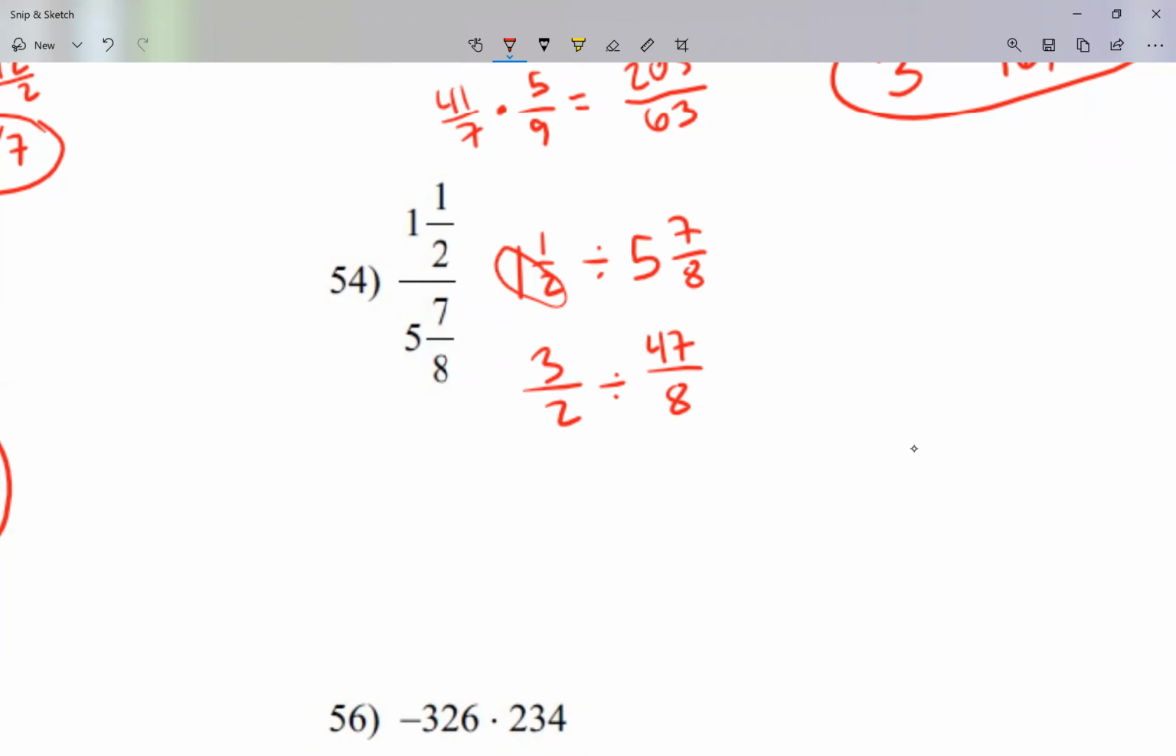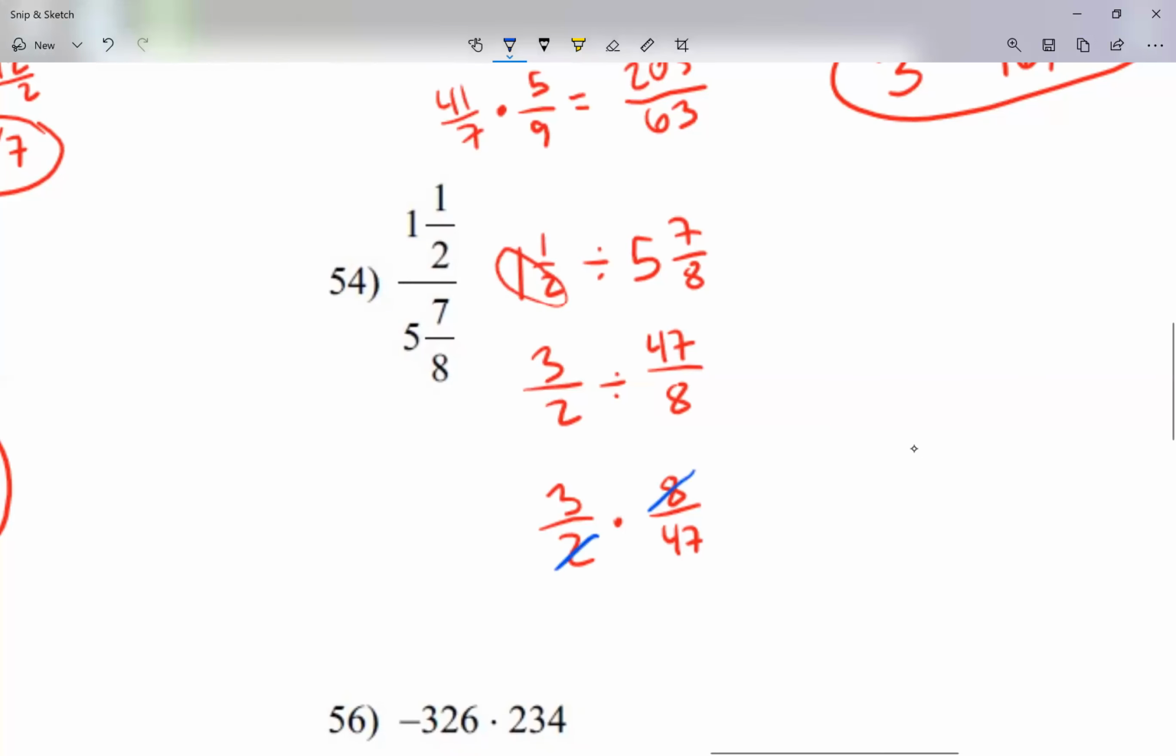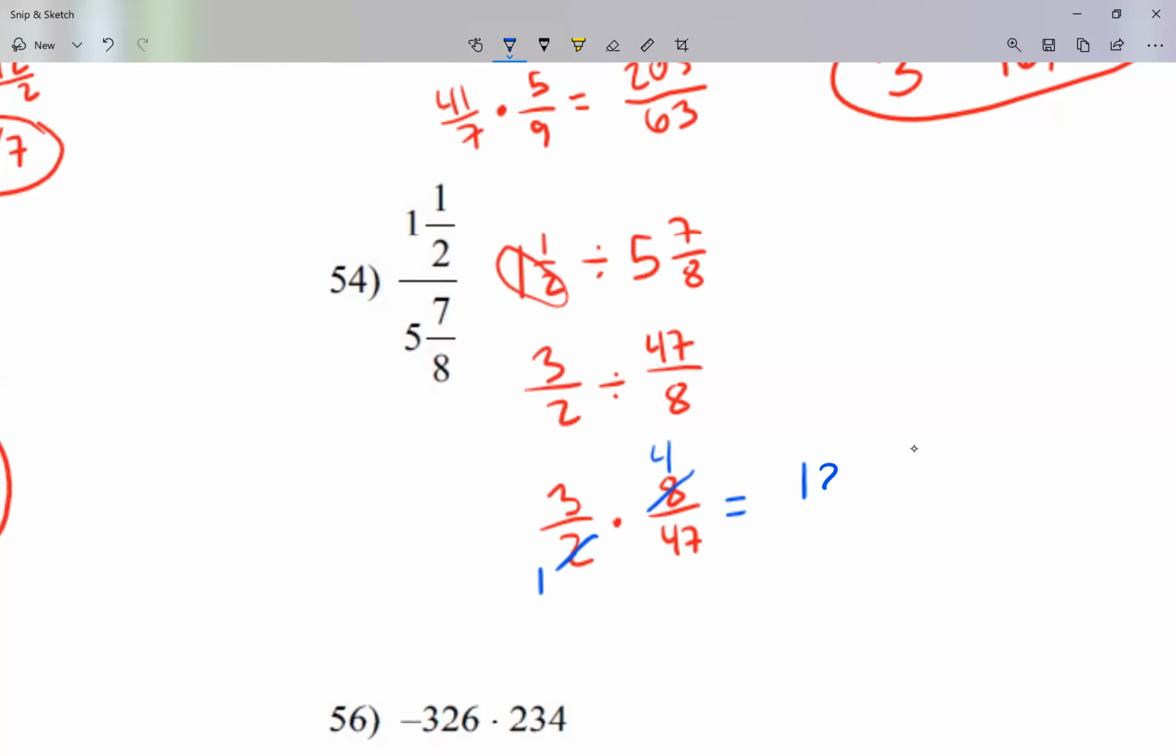So this I'm going to work as 3 over 2 times 8 over 47. I can simplify. I see this 8 with this 2. I can divide each by 2. So 1 and 4. When I multiply my numbers, I have 12 over 47.